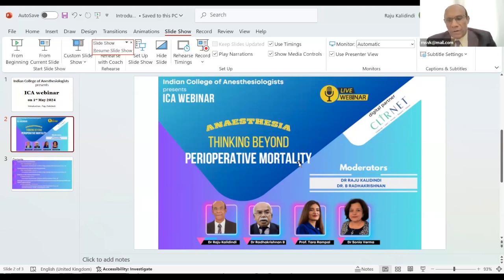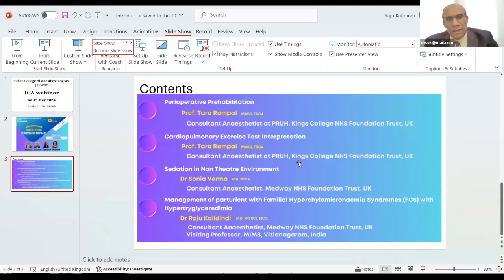Now, we have four topics today. The first topic is perioperative rehabilitation and the second is cardiopulmonary exercise test interpretation. Both topics will be delivered by Professor Rampal. Our third topic is procedural sedation in a non-theater environment, which will be delivered by Dr. Sonia Verma. And after that, I will present my case, management of parturient with Familial Hyperchylomicronaemia Syndromes with Hypertriglyceridemia.